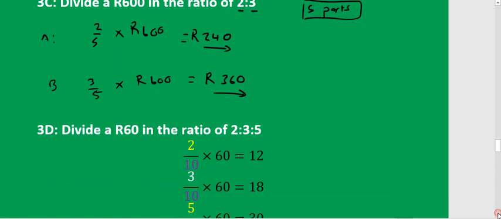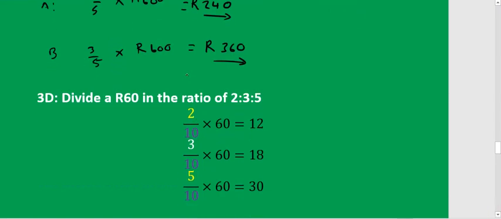And of course, here's another example already done for you. Now 60 rands is being divided according to that ratio. So here we've got 2 parts, 3 parts, and 5 parts. And let's again say we were breaking down the 60 rands using the ratio into 3 parts. So one person, let's call this again A, would get 2, B would get 3, C would get 5. And of course, the total of all those parts is 10. So we have 10 parts.